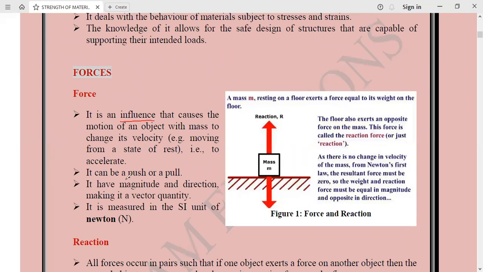The force can be a pushing force as well as a pulling force. The force has magnitude as well as direction. That's why it is known as a vector quantity. A vector quantity is a quantity which has magnitude as well as direction. The SI unit of force is Newton. So now we have discussed what a force is. Now we will move on to reaction.